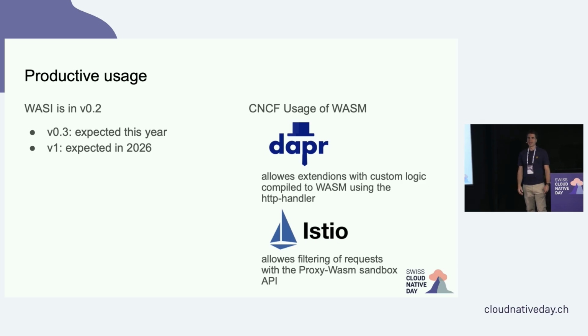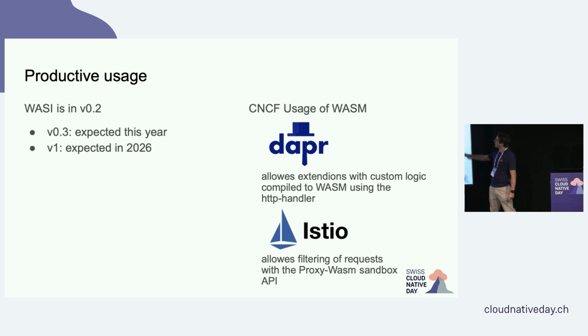Now, how close are we to production? Linus said before that it's not yet safe to use. Currently we're waiting for version 0.3 of the WASI interface standard, which should come out this year. It will give asynchronous APIs directly on the interface level to the runtime, which will be really nice. Next year we expect version 1, which should be stable and hopefully suitable for broad adoption.